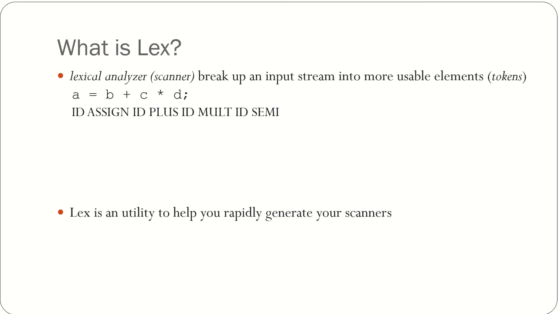Lexical analyzer breaks input stream into tokens. For example, if you have in source code A is equal to B plus C into D, it will be divided into tokens like A is identifier, assignment operator, B is identifier, plus operator, identifier, multiplication operator, and punctuation symbol, semicolon. So this lexical analyzer generation can be automated with the help of Lex tool. It is a utility to help you rapidly generate your lexical analyzer or scanner.